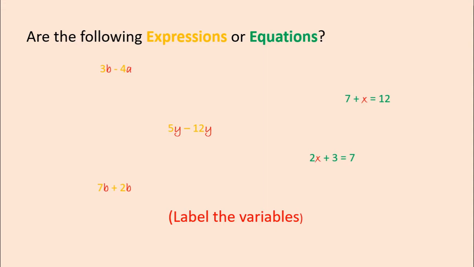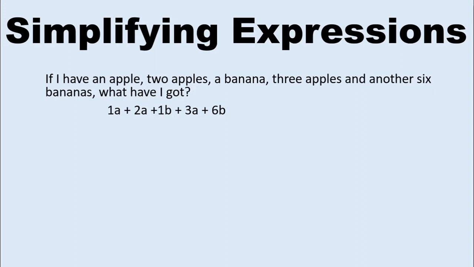Another big difference between expressions and equations is that equations can be solved. I can work out what the value of x is because I know that 7 plus x needs to add up to 12. I cannot work out what the value of y or the value of b are because I'm not told what the total should be. Equations can be solved, whereas expressions can only be simplified. Today we're going to look at simplifying expressions.